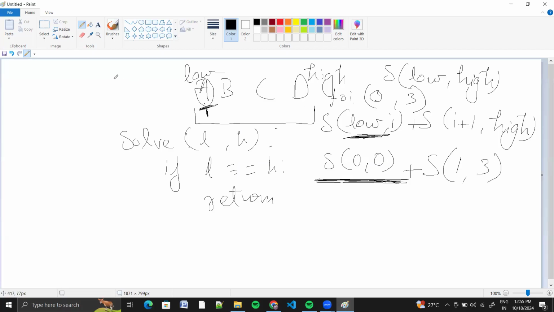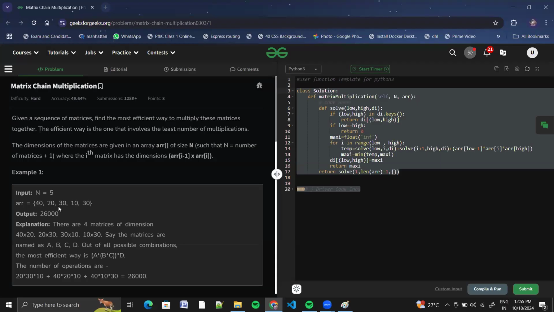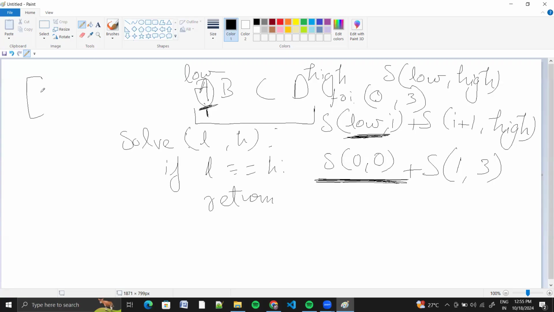For four matrices, the list of values will be of size 5: basically 4, 20, 30, 10, 30, 40. I keep calling it 4, 40, 20, 30, 10, and 30. So this is 0, 0, 1, 2, 3, 4. So it is 4. Initially we'll be passing it 4.